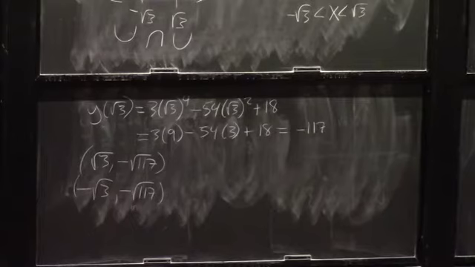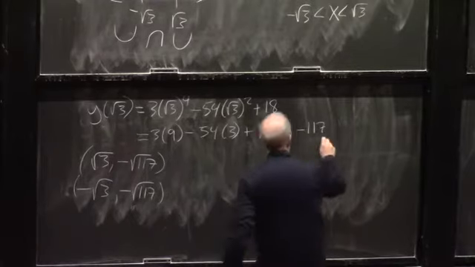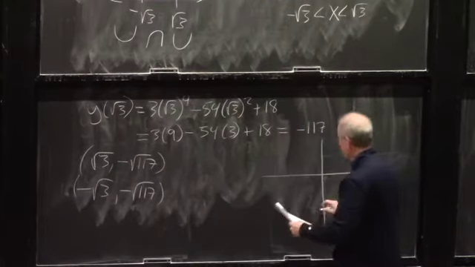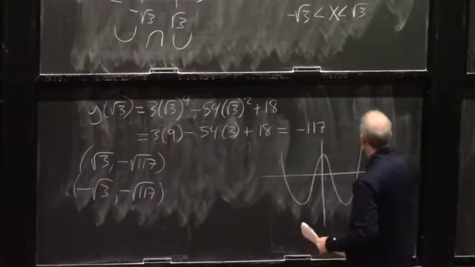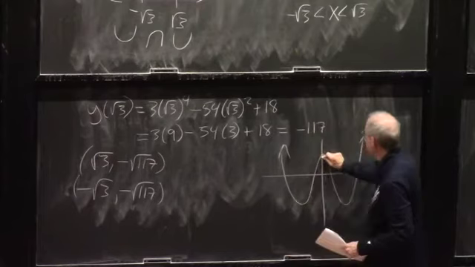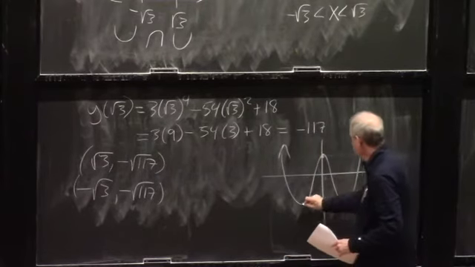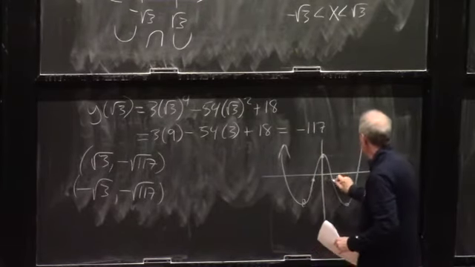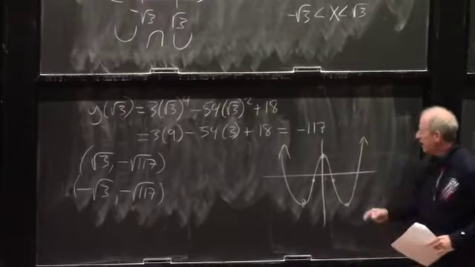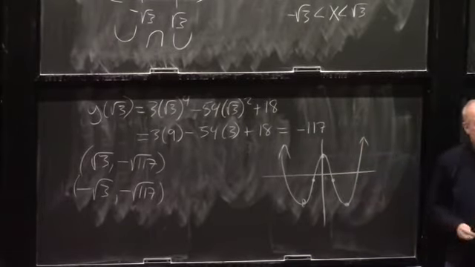And then if you want to graph this, we've done a bunch of these. It's one of those W-shaped graphs, okay? And those are the points that we found: our maximum, our minimum, our points of inflection.